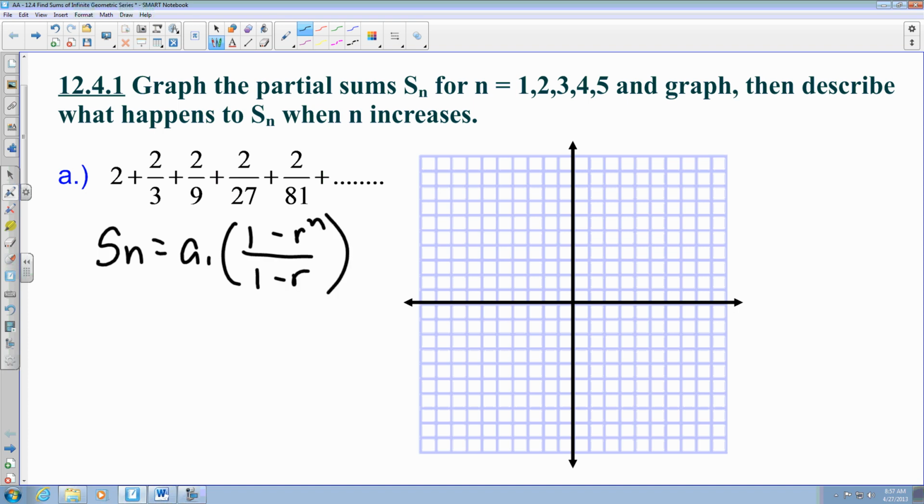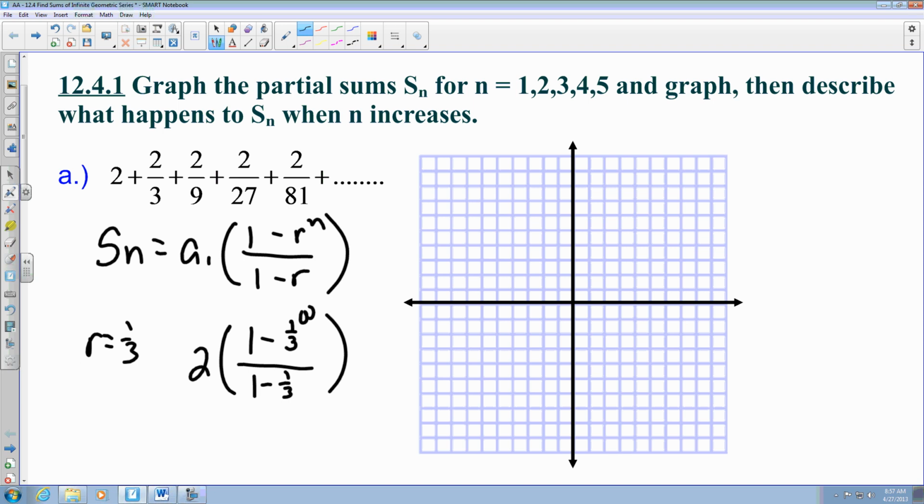So if I look at this pattern here, if I go 2/3 divided by 2, it looks like I get a common ratio of 1/3. 2/9 divided by 2/3, that also is 1/3. So my r, in this case, is going to be 1/3. If I put it into this formula, I get a sub 1, which is 2, times 1 minus 1/3 to the nth power. Well, we want to know what it is to infinity, so we'll just put infinity right here, divided by 1 minus 1/3.